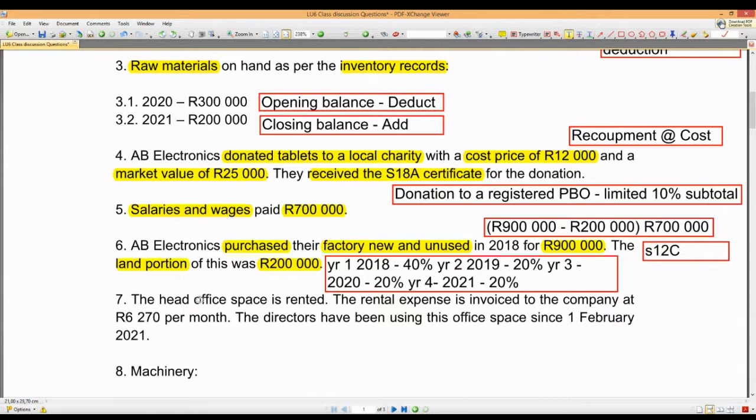Then we've got our office space that is rented, and we tell you the rental expense is 6,270 per month, okay? And we've used it since 1 February 2021. Now, if we count from February, so we've got February, March, April, May, June, July, August, September. That is 8 months, which we will apply this to. I'm just going to write you 8 months. So when we do the expense, we've got 8 months.